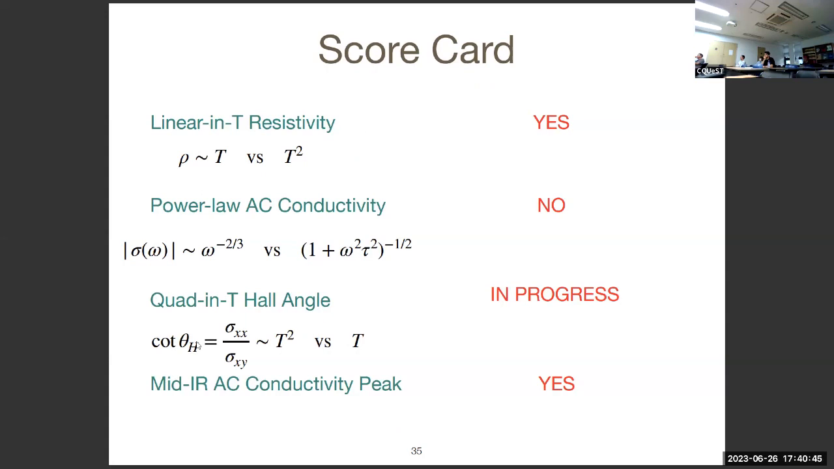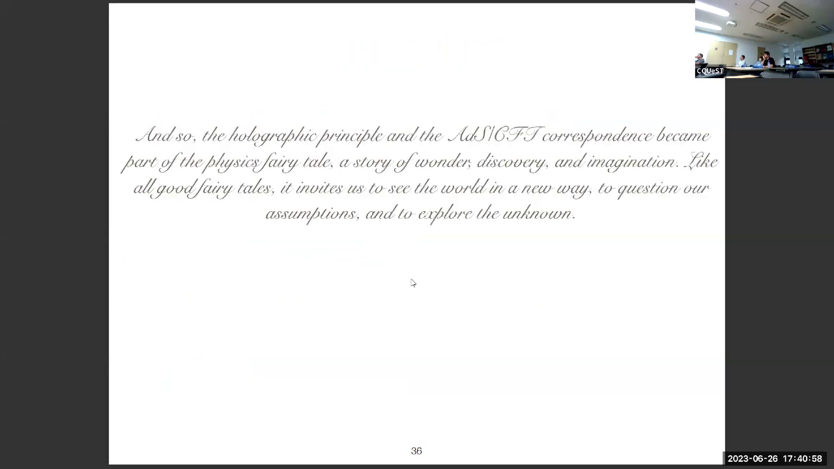And about the Hall angle, that's work in progress. We're putting on a magnetic field and doing the analysis again. So the numerics may take a little while longer, but anyway, that's what we're doing.